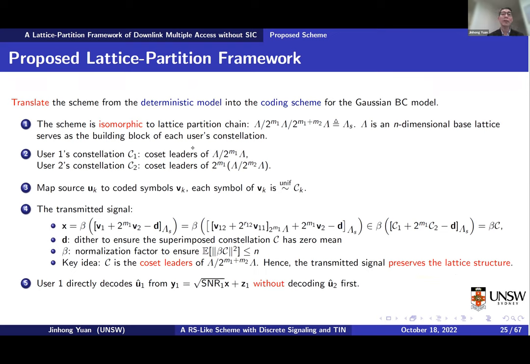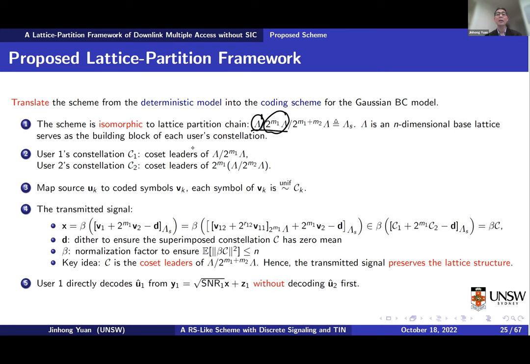So assume we have a lattice. User 1 is going to transmit M1 message. As I mentioned before, we need to form a lattice partition from your fine lattice Λ to 2^M1 Λ. That's your coarse lattice. So the coarse lattice carries M1 bits. That means this partition is 2^M1. That is the first level of partition.